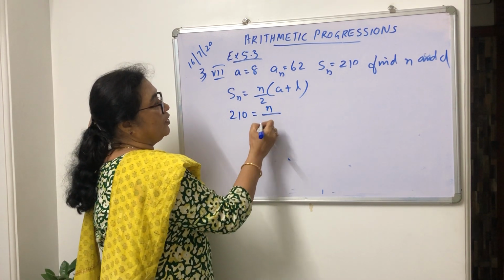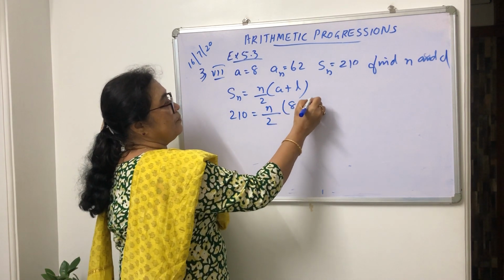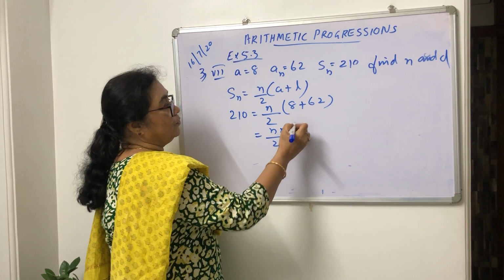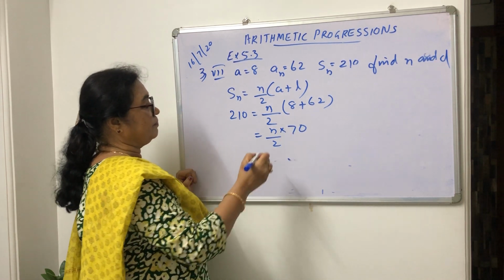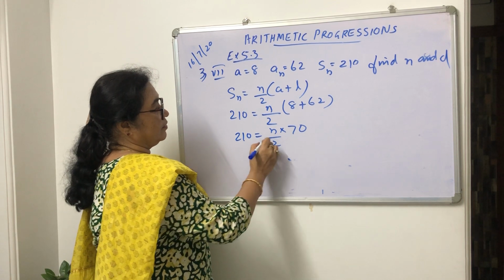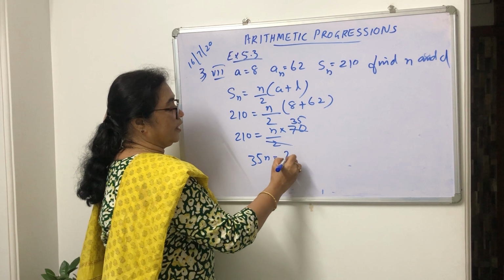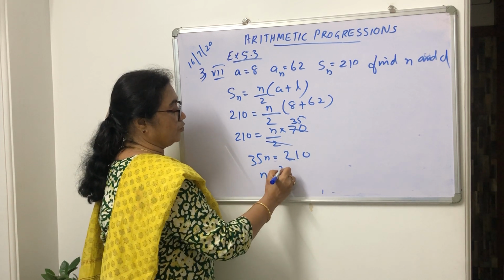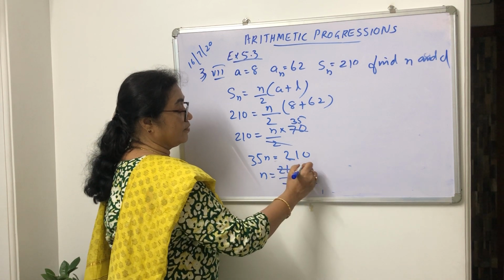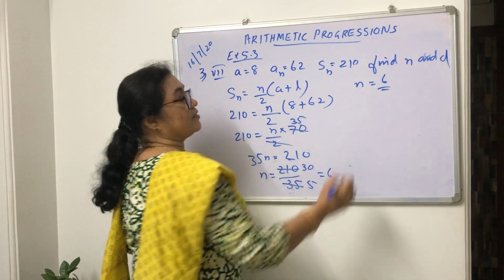We don't know the N value, N by 2. A is 8, 8 plus 62, N by 2 into 70 is 210. So 35 N is equal to 210. N is equal to 210 by 35. So N is equal to 6.